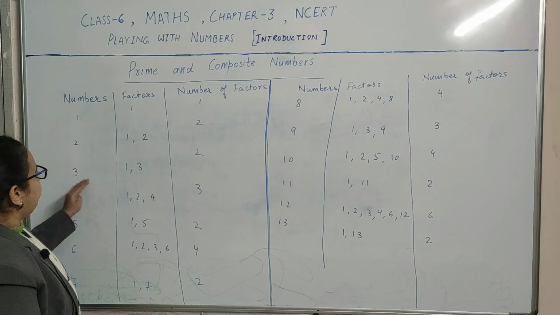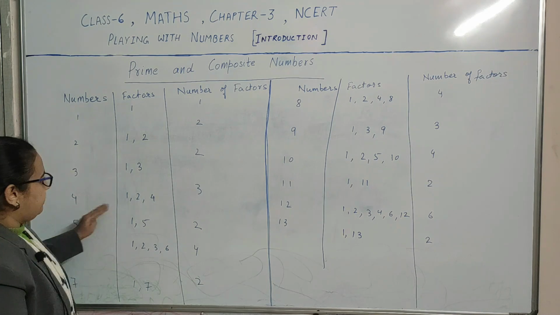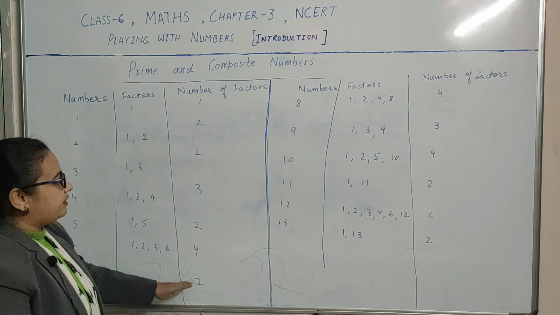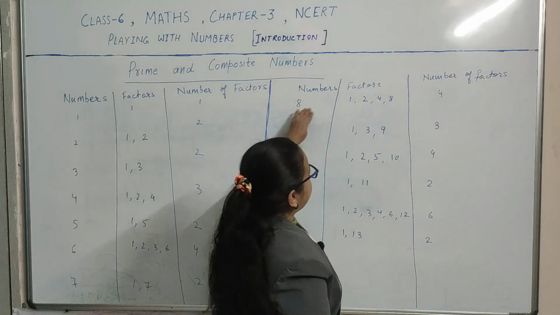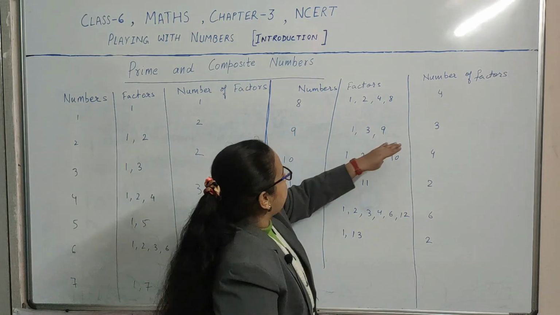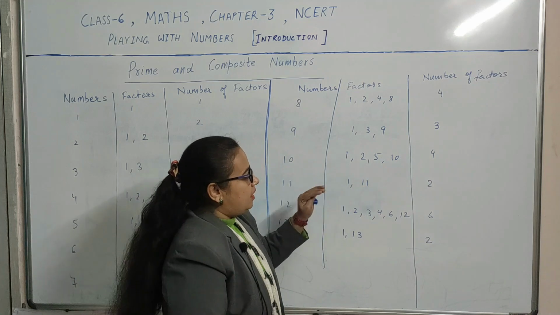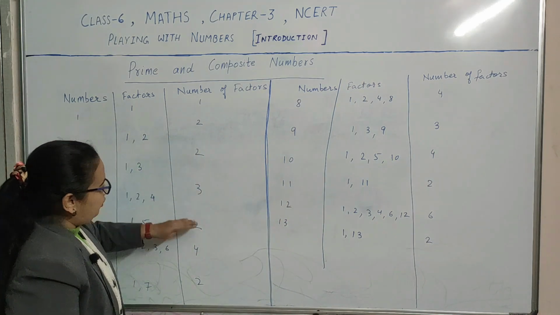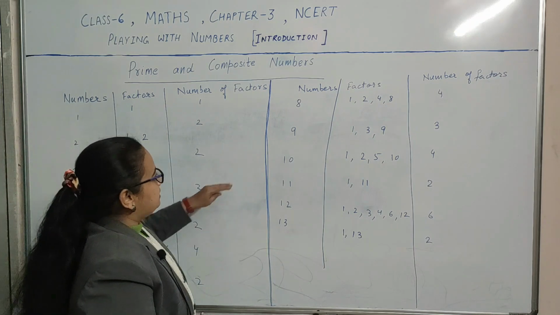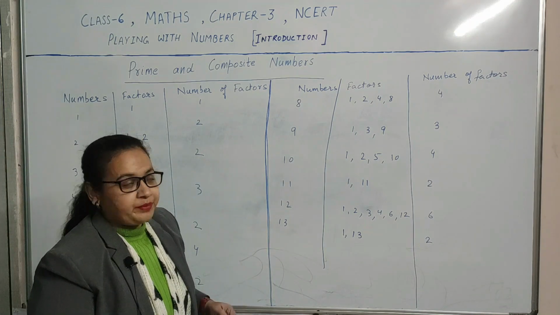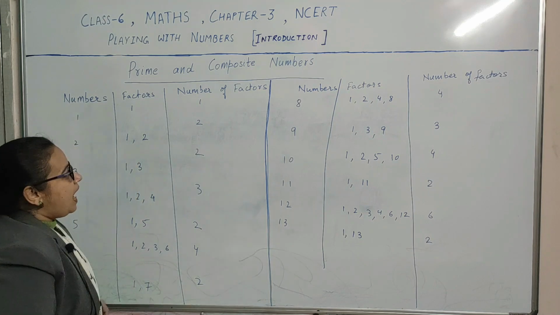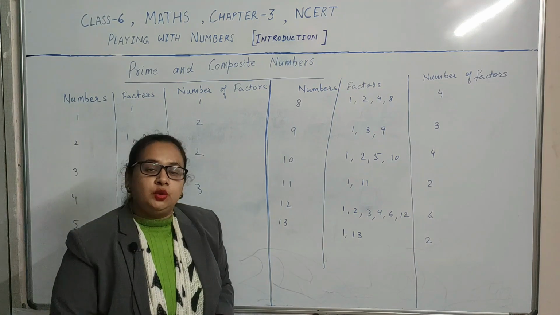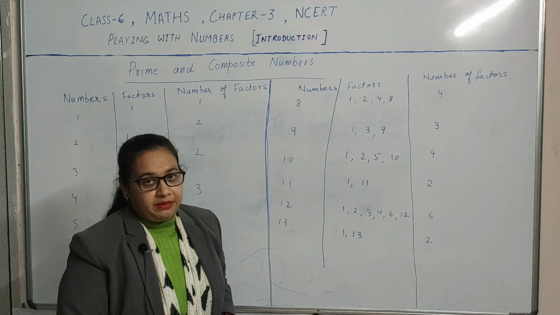Some other numbers have more than 2 factors. See, this number has 3 factors, this has 4 factors. 8 has 4 factors. 9 has 3 factors, 10 has 4 factors. So some numbers have only 2 factors, and some have more than 2 factors. The numbers which have only 2 factors are called prime numbers.